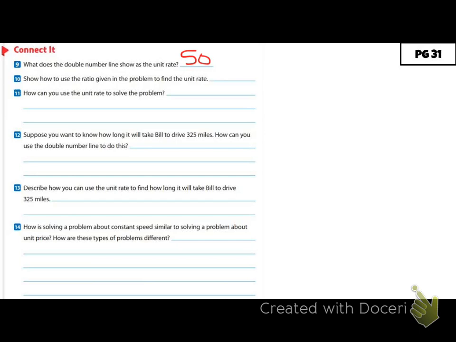So show how to use the ratio given in the problem to find the unit rate. Well, the ratio in the problem was 200 to 4, right? 200 miles in 4 hours. So you'd have to do 200 divided by 4 to get 50 miles per hour.